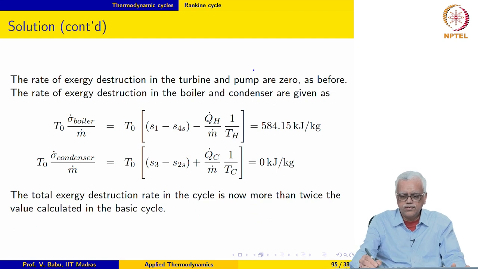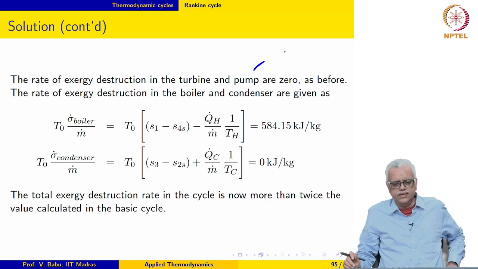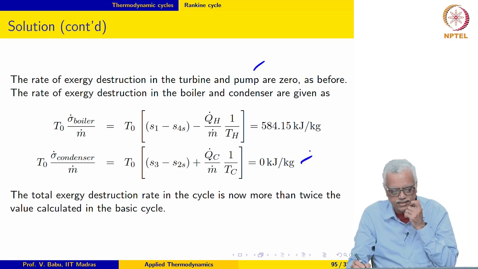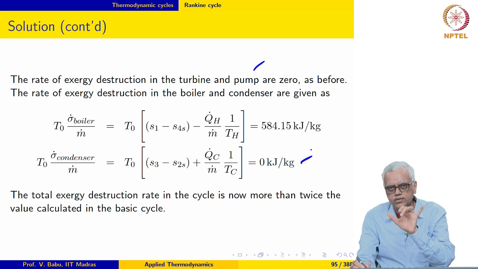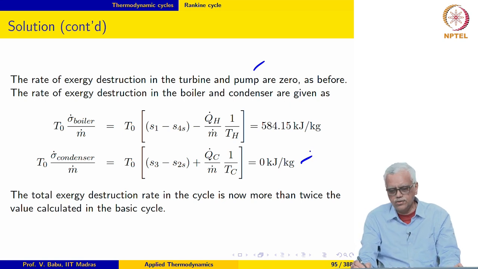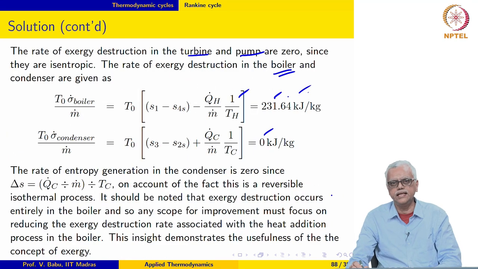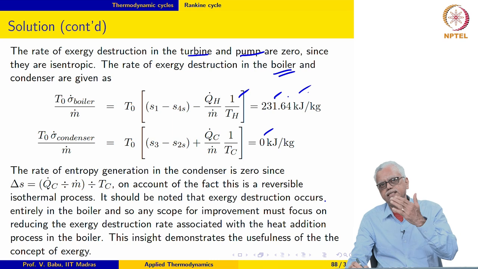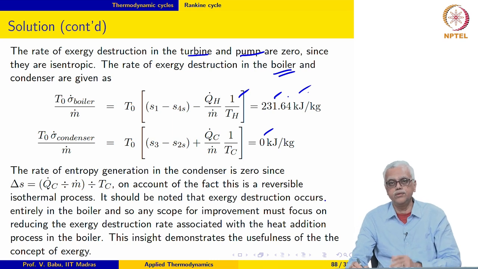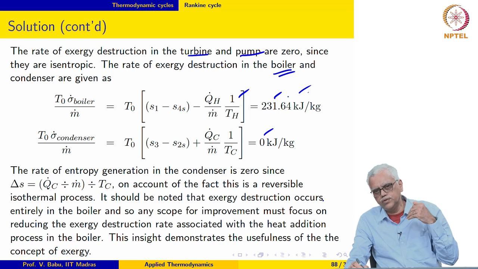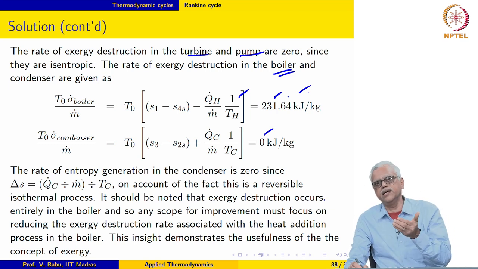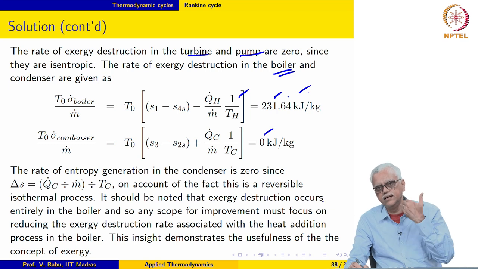The rate of exergy destruction in the turbine and pump are zero, as we discussed earlier, and the rate of exergy destruction in the condenser is also zero because it is still operating in the saturated mixture region. Now, the rate of exergy destruction in the boiler has come out to be 584.15 compared to 231. So, you can see that it has doubled as a result of superheat, because the temperature difference across which heat transfer takes place has become even higher now. The reservoir is being maintained at a higher temperature.